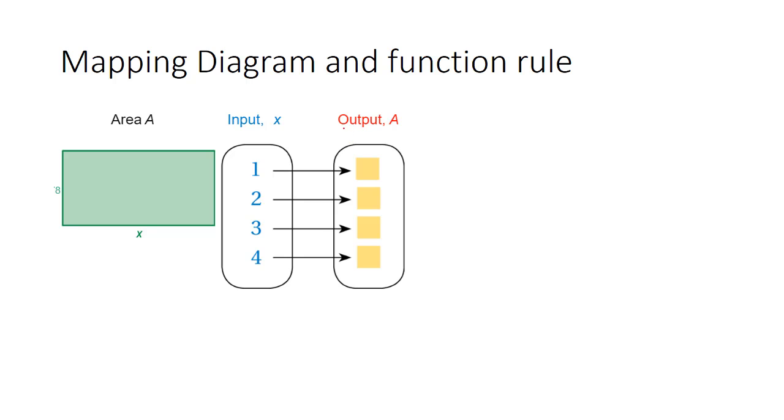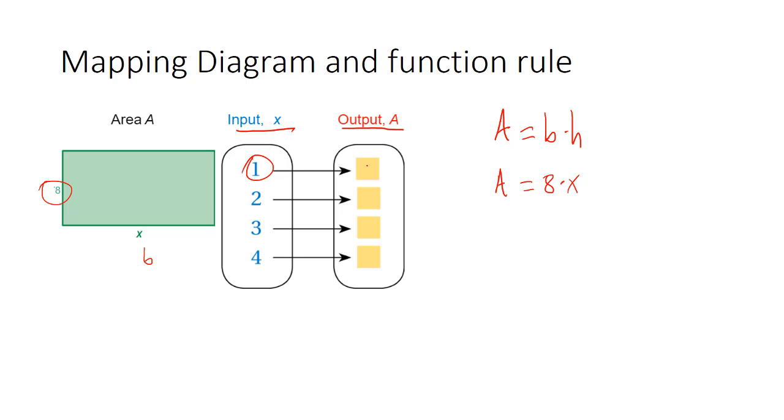So the output of this is supposed to be the area. The input is the base of the rectangle. Of course, the height of the rectangle is 8. So how do I calculate area? Well, area is equal to base times height. In this case, that means the area is equal to 8 times x. So our rule here is take the input, x, and multiply it by 8.